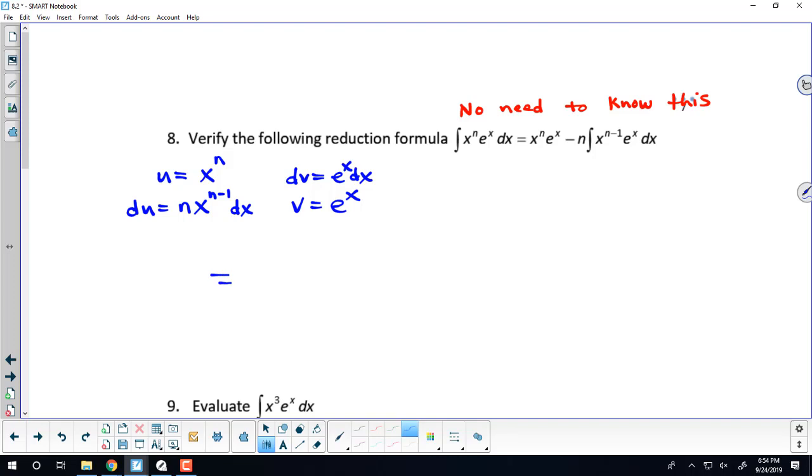So u times v minus the integral of v du. And since that n is a constant, they just pull it out. So it's the only difference.